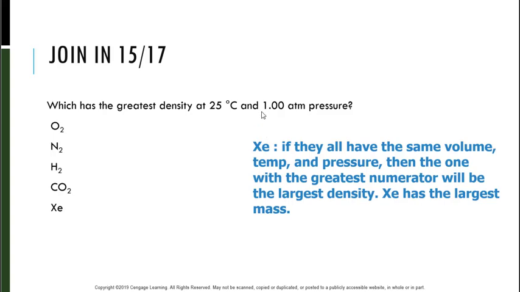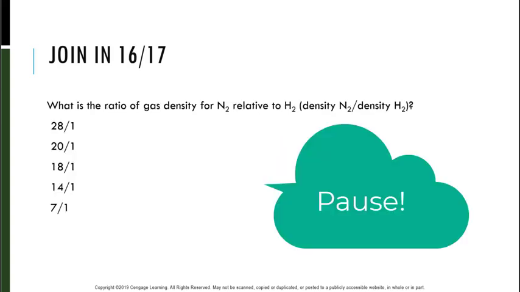Xenon would have the greatest density because if they all have the same volume, temperature, pressure, then the one that has the greatest numerator, the greatest mass, is going to have the largest density, and xenon has the largest mass. Pause here.